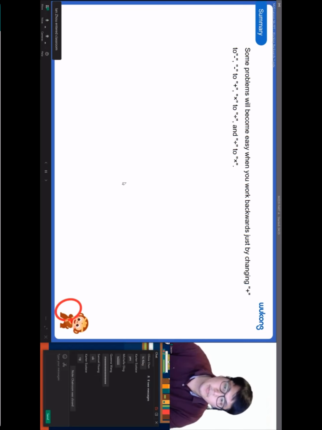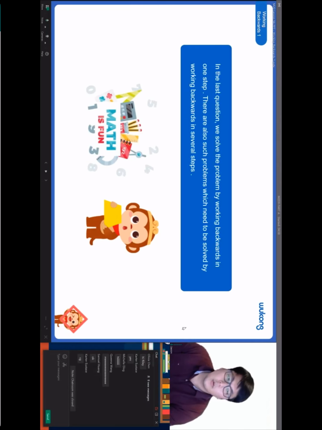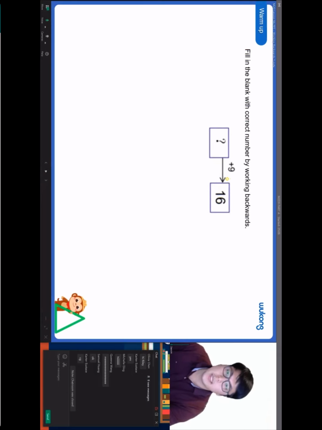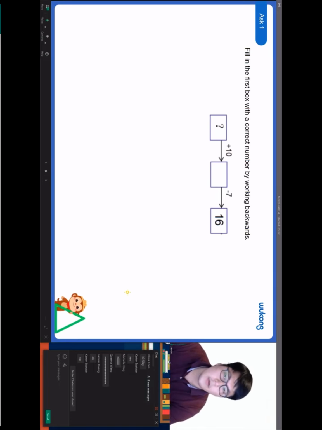Okay? All right. So what if there are many steps or multiple steps rather than just one step? Because the previous question, we only had one step. So this was one step, which was adding 9 only. So let's have a look at the question where we have 2 steps.